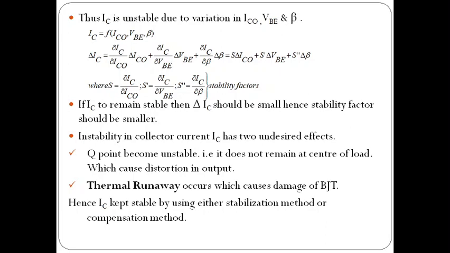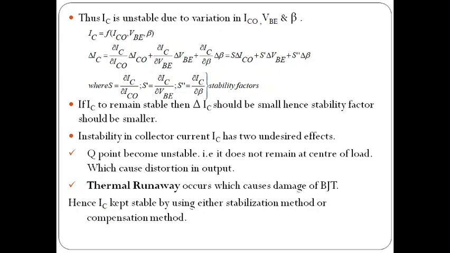Here I am defining dou IC by dou ICO as the change in the collector current with respect to the reverse saturation current of the collector. I am replacing dou IC by dou ICO with S. So S into delta ICO, plus dou IC by dou VBE. The collector current is changing with respect to the VBE value, so this term is replaced with S bar. So it is S bar into delta VBE.